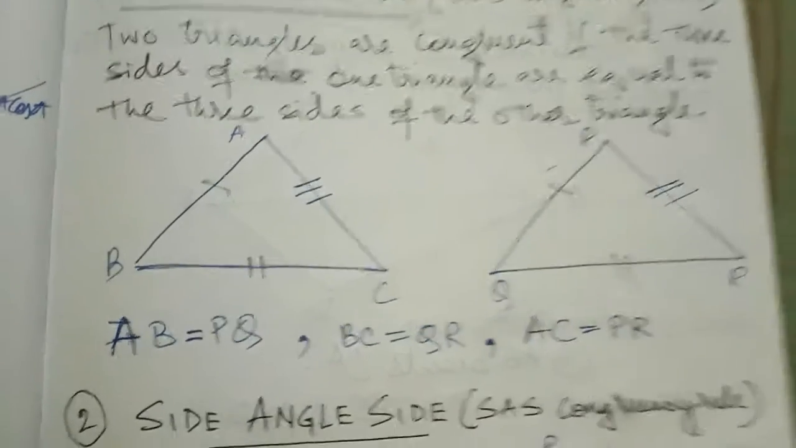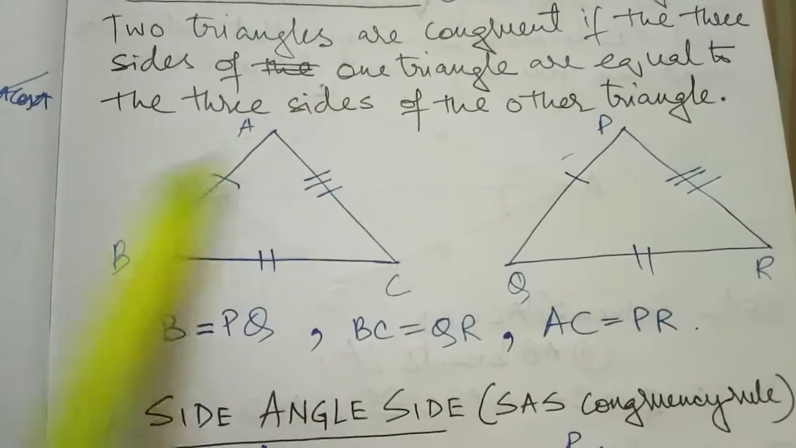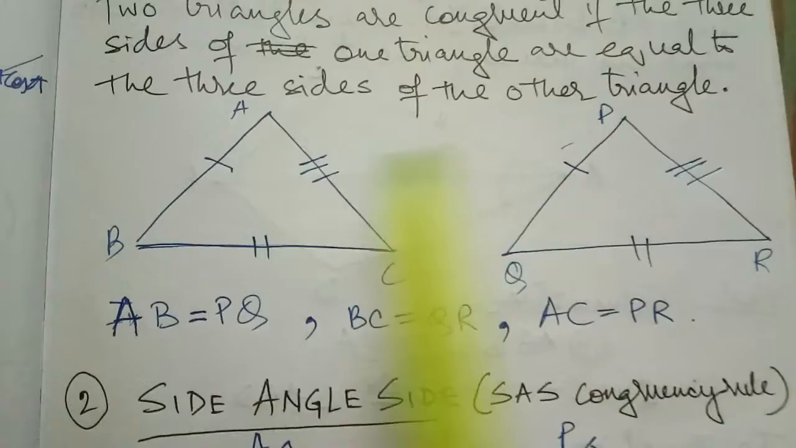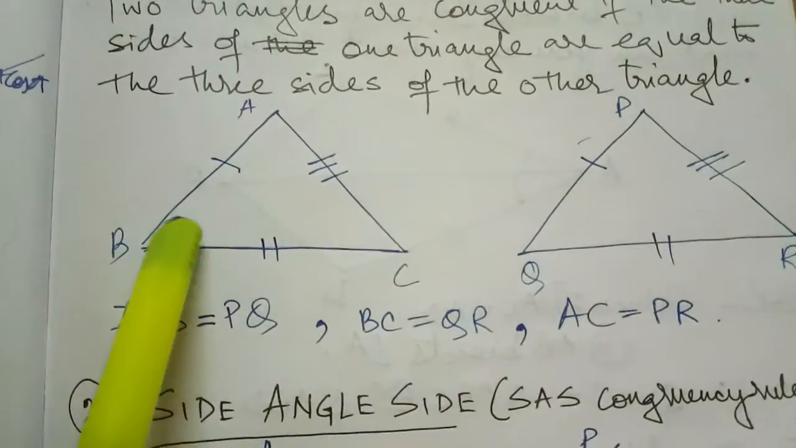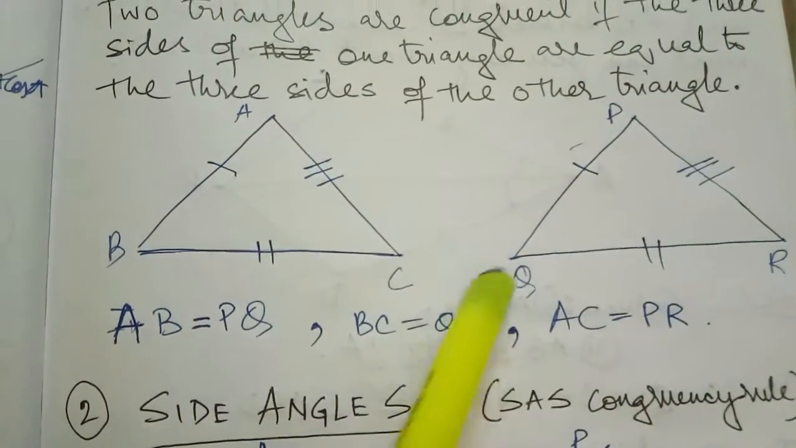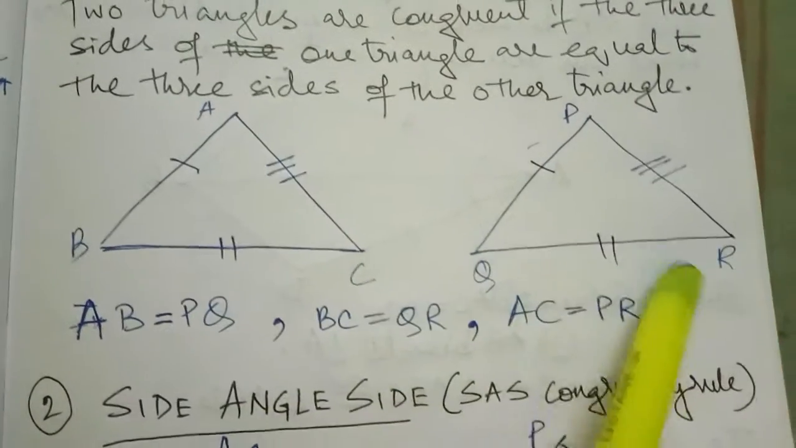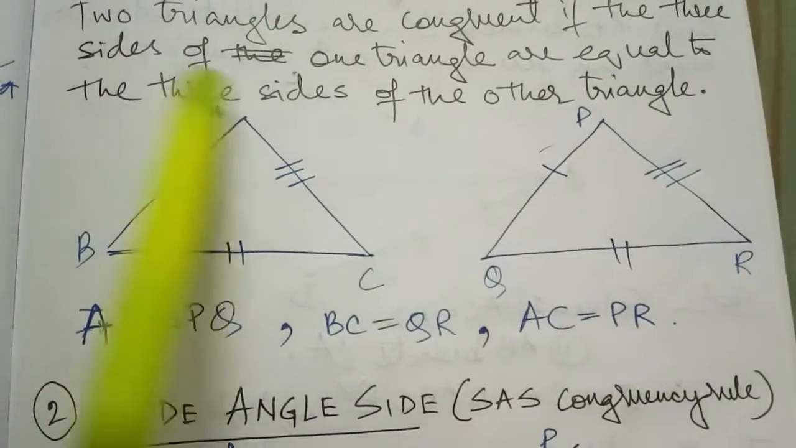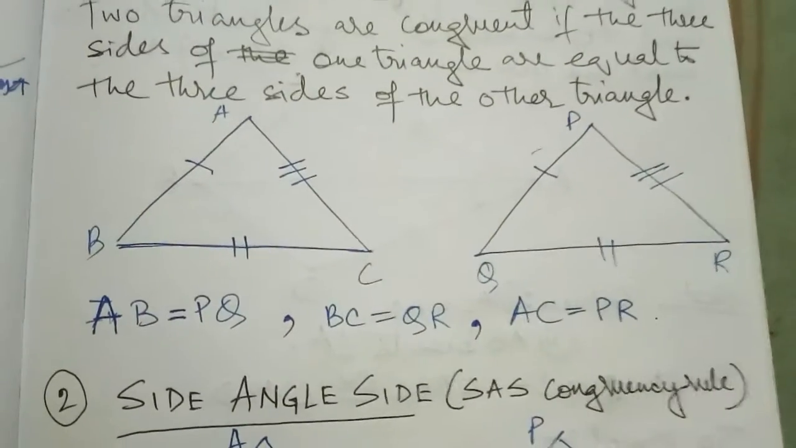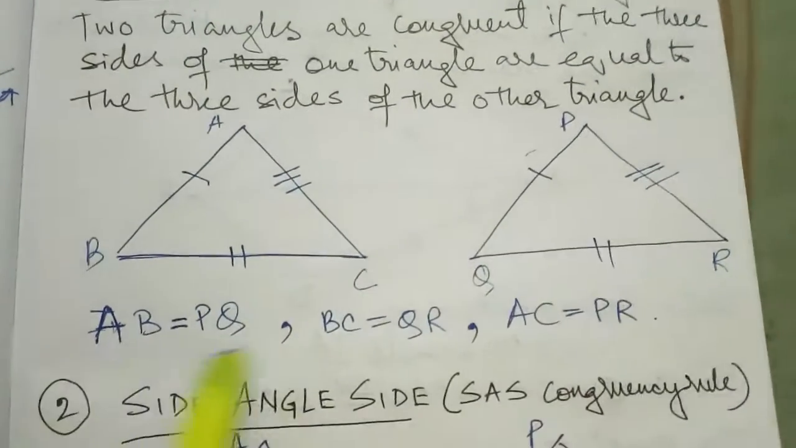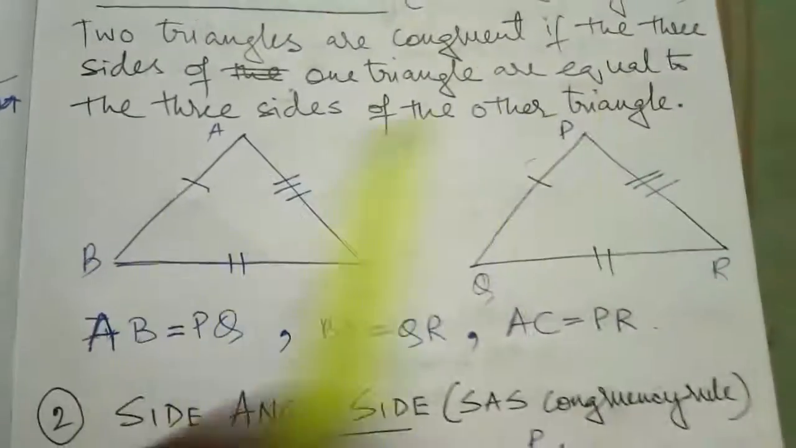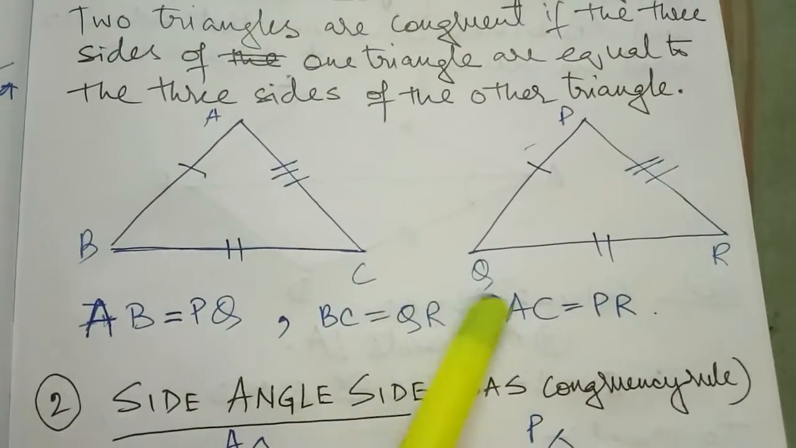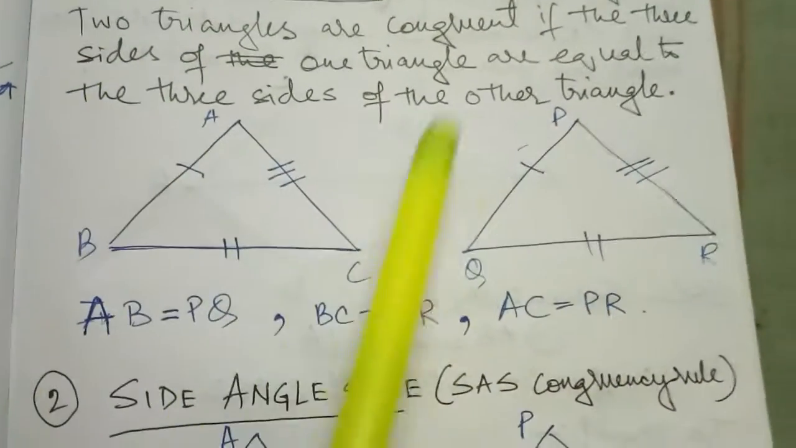Here the triangles are named ABC and PQR. See the symbols. What do these symbols mean? This side is equal to this side, and these three lines, and here also this side and this side are equal. Then from here I can say that AB equals PQ, BC equals QR and AC equals PR.